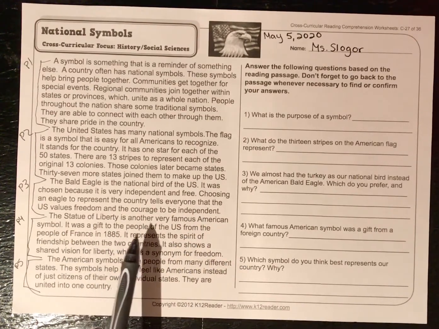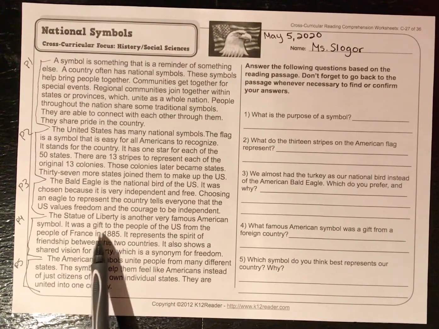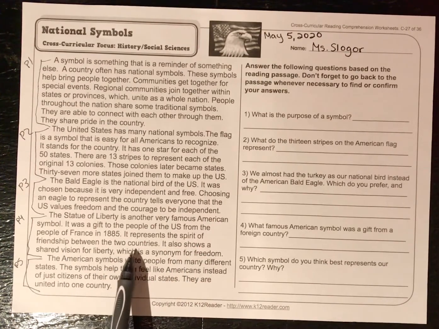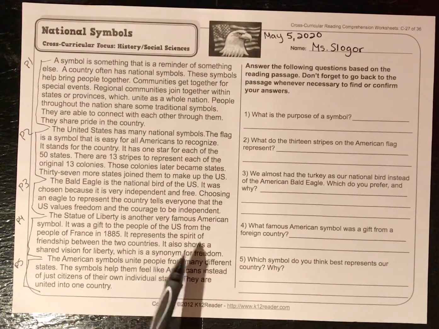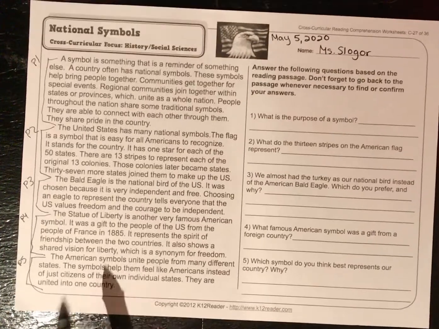The Statue of Liberty is another very famous American symbol. It was a gift to the people of the U.S. from the people of France in 1885. It represents the spirit of friendship between the two countries. It also shows a shared vision for liberty, which is a synonym, meaning same word, for freedom. The American symbols unite people from many different states. The symbols help them feel like Americans instead of just citizens of their own individual states. They are united into one country.